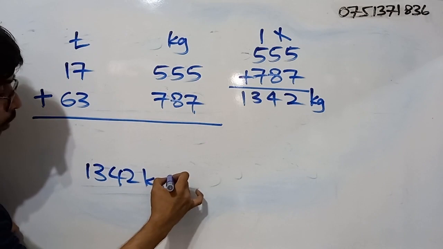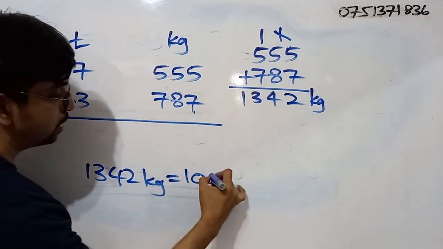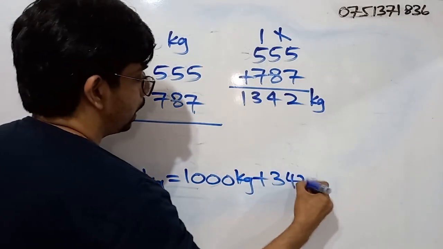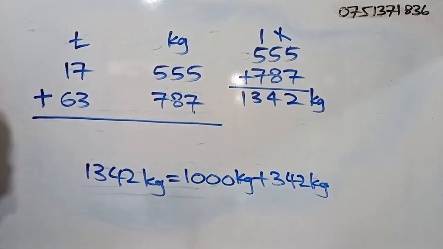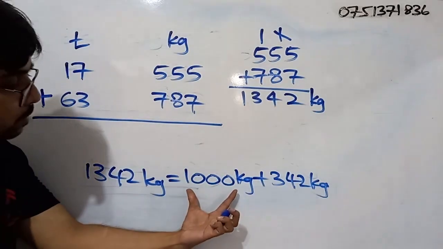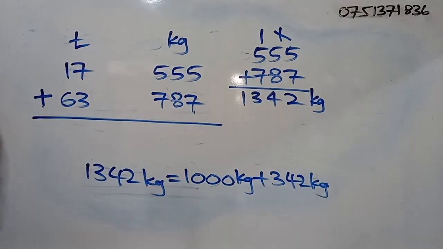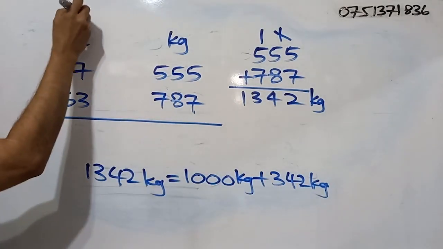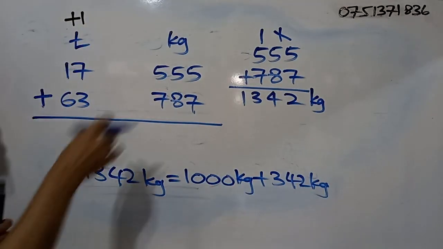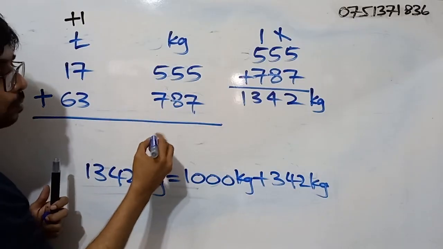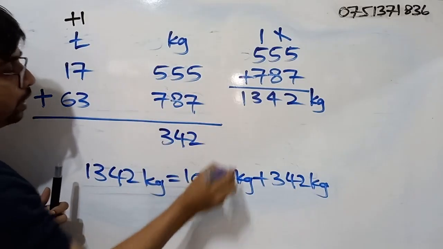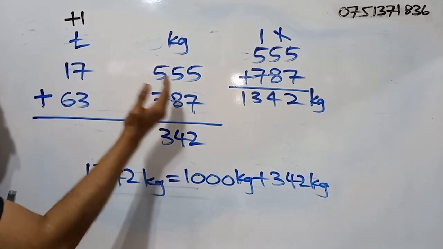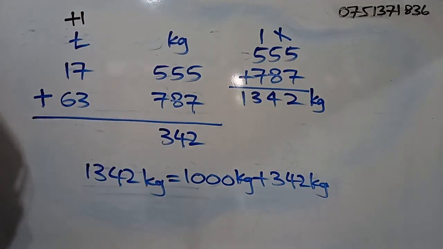1342 kilograms. So that means 1000 kilograms and 342 kilograms. So just as before, we can convert this 1000 kilograms into what? 1 metric ton. Right? So the number that we can write under the kilograms column is what? 340. Now we are done adding the kilograms column. So we move over to the metric tons column.